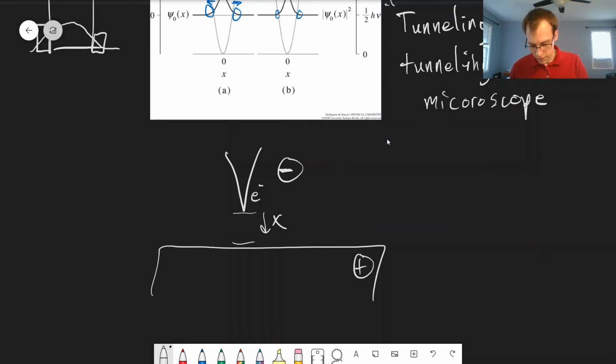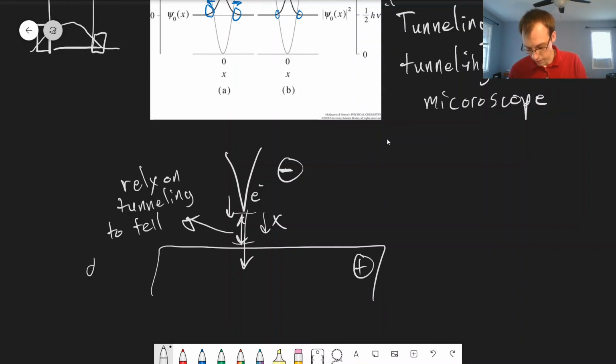But as we move the tip closer, normally they'd have to be in contact for the electrons to start flowing, but they'll start tunneling through this classically forbidden barrier and make it to the positive end. And the amount that it tunnels, the current that you get, depends on this distance here. And so we rely on tunneling to tell us the distance. And so we take advantage of the fact that this is happening and use it to do electron microscopy, which is really neat.